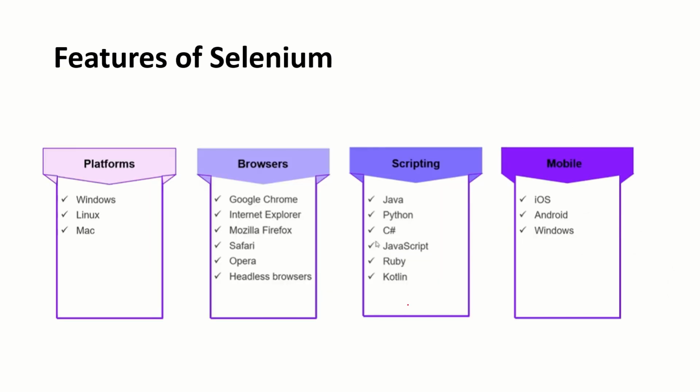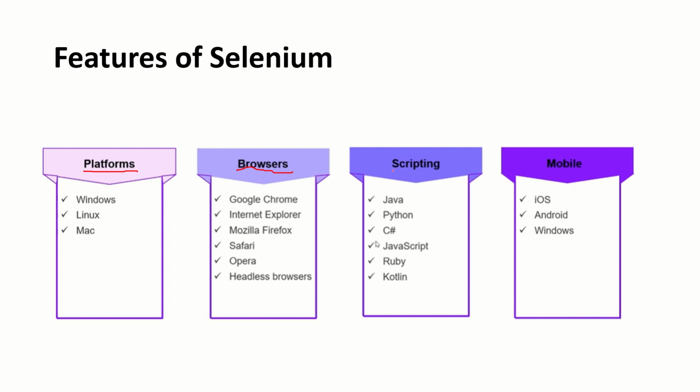Now let's move toward the features of Selenium. We are going to talk about four categories. First is platform. Selenium supports Windows, Linux, and Mac. Selenium has great support, and it will work as it is on all the platforms. Moving on to browsers. Selenium supports execution of test scripts in different browsers, which is a very great feature. It supports Google Chrome, Internet Explorer, Firefox, Safari, Opera, and headless browsers.